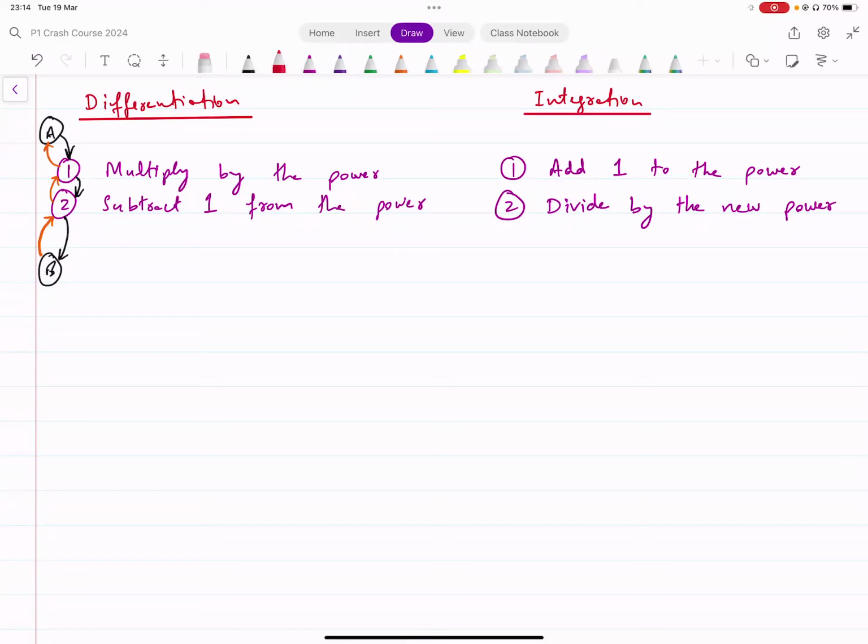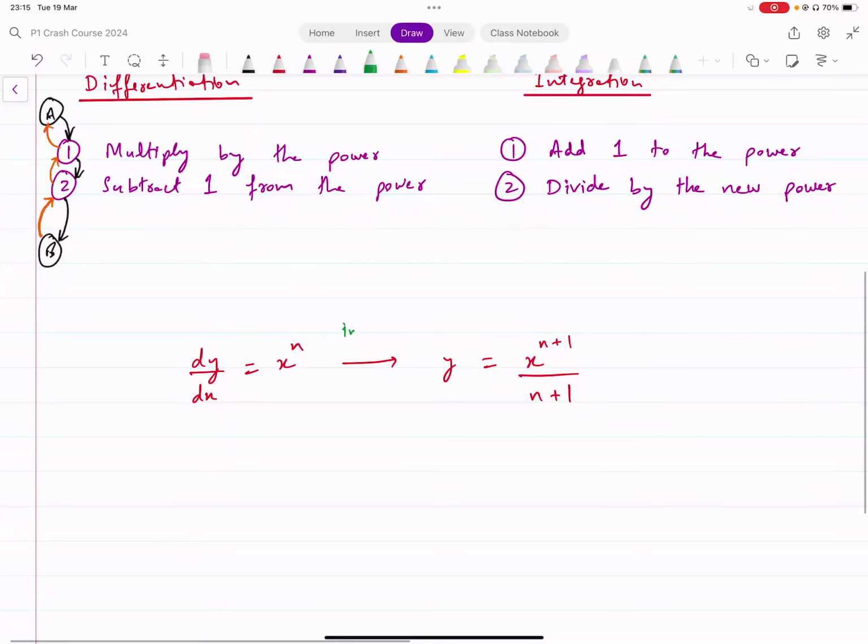So in mathematical form, we could write it like this. If dy over dx was equal to x raised to power n, how would we find the original function back from that? By integrating, we would say add 1 to the power. So we have x raised to power n. It becomes x raised to power n plus 1, and then divide by that new power. So divide by n plus 1. That is what the integral of this is going to be. So when we integrate this, this is the result that we get at the end. Make sense? Add 1 to the power and divide by that new power.